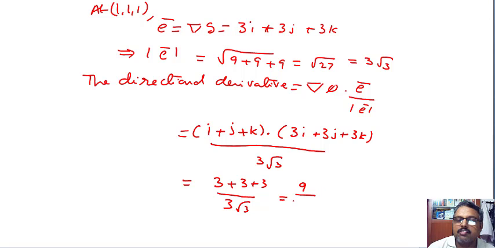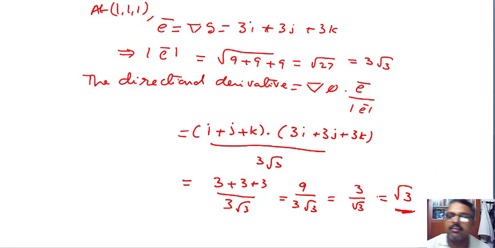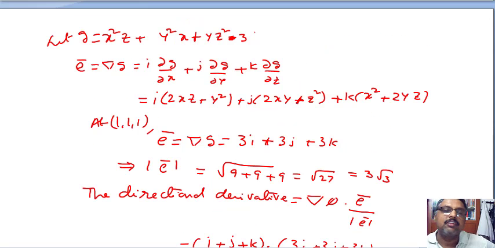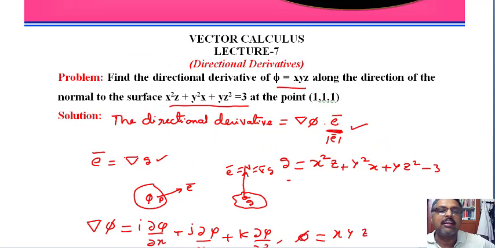Now this is 9 by 3 root 3, nothing but 3 by root 3. So this is nothing but root 3. Now this is the required solution. Very simple. Already we discussed a similar question in the earlier lecture.